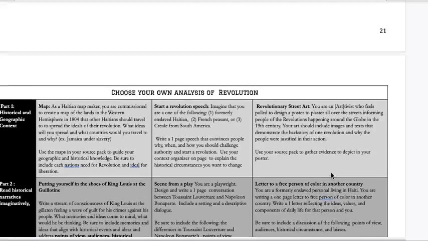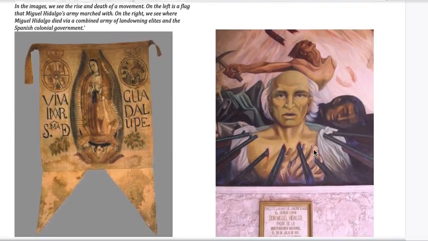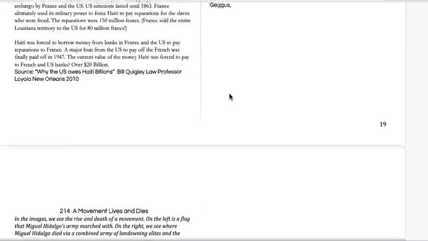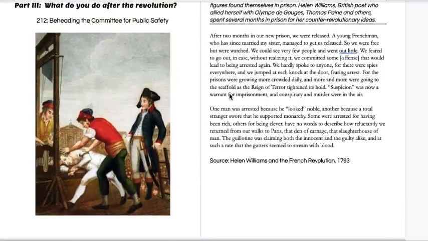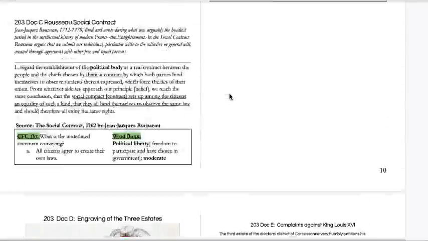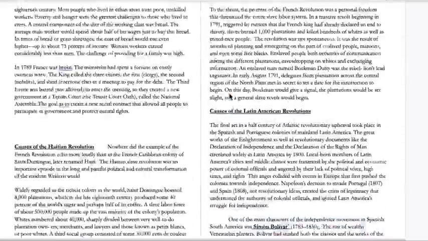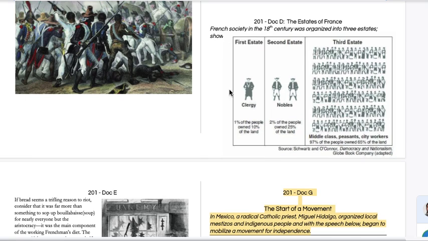Now, the third option is revolutionary street art. Revolutionary street art can look like this. It can look like, not this. It can look like this. However, the street art also should include information, or be like an infographic. So this is an example of potentially some street art that could be presented. You want to present some type of information.